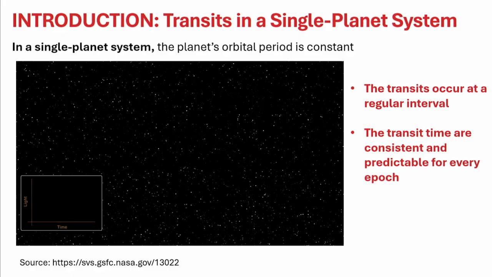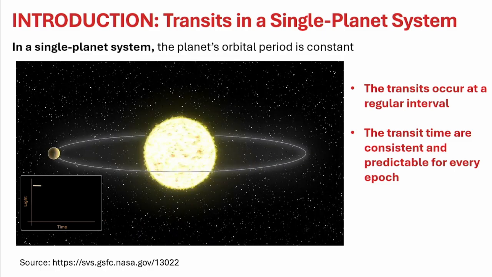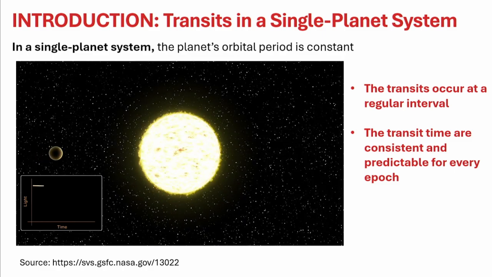Here's a short animation. You can see there is a globe in the center, the star, and a planet orbiting around it because of their mutual gravitation. As the planet goes in front of the star, there's a short dip in light observed as the planet blocks a part of the star's light.